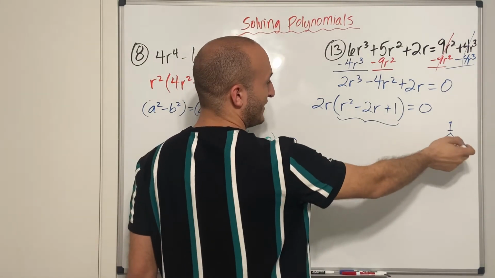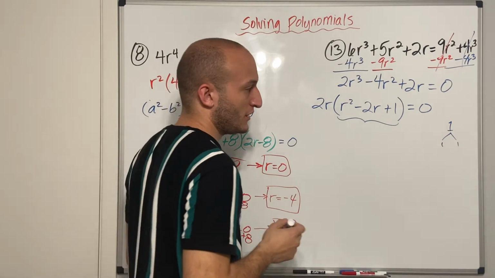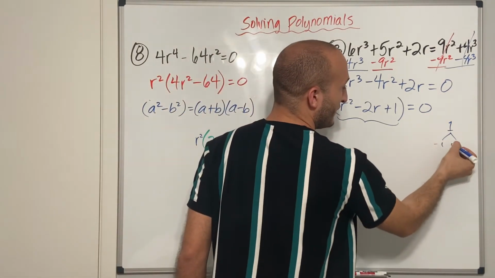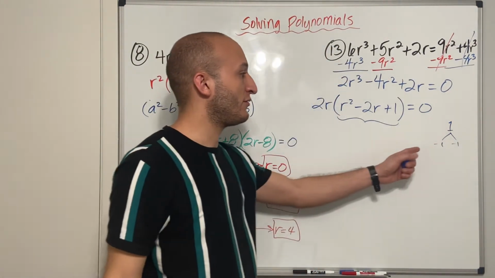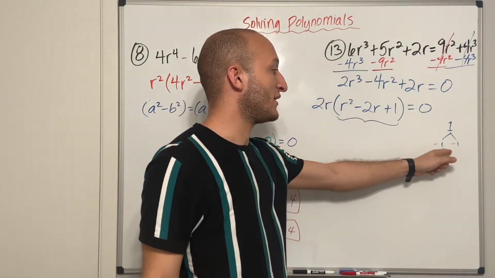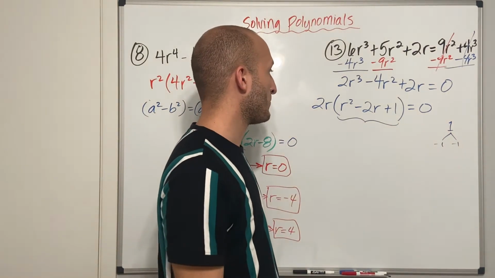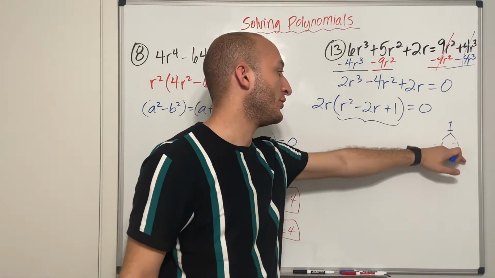Now, if I add these, do I get a negative 2r or negative 2? No. I would have to give both of these negatives. So a negative plus a negative gives me a negative 2. A negative times a negative gives me a positive 1. Okay? So these are the numbers I'm going to use.